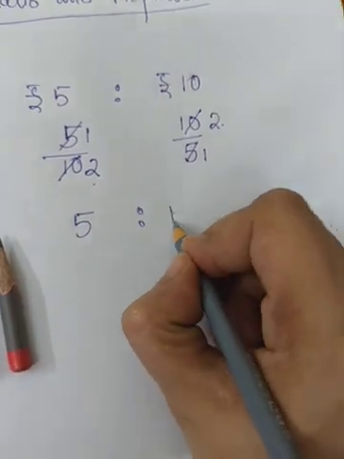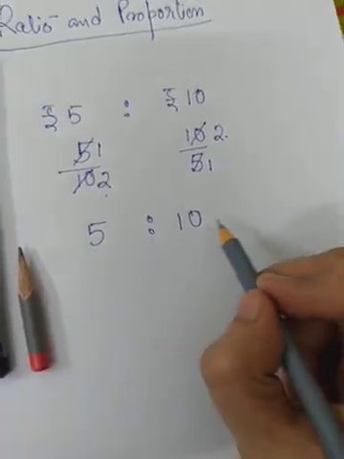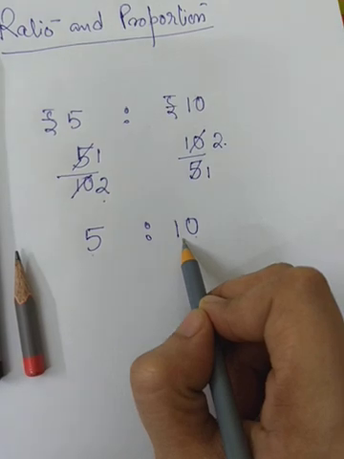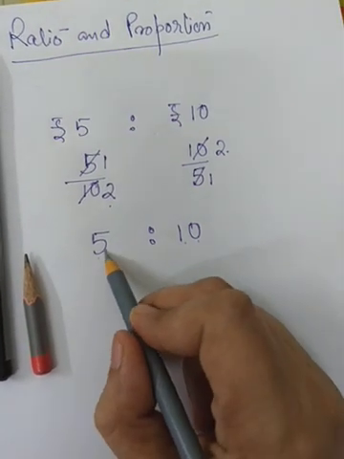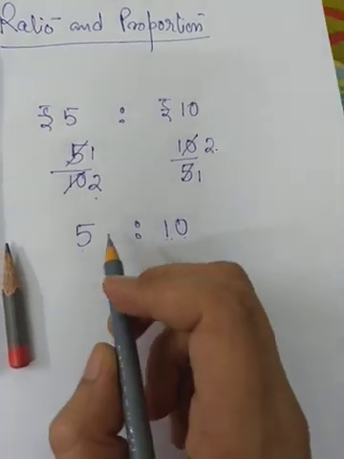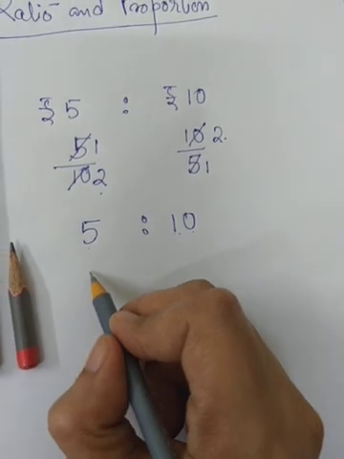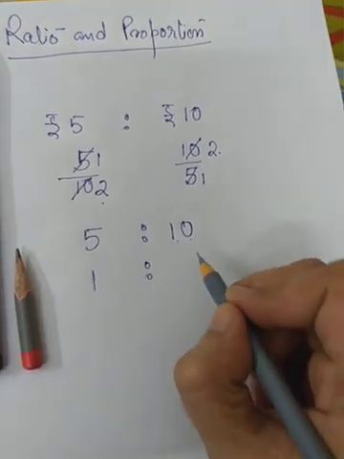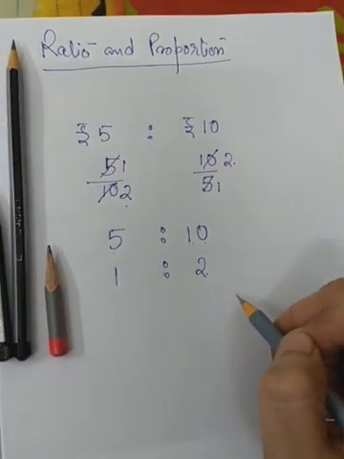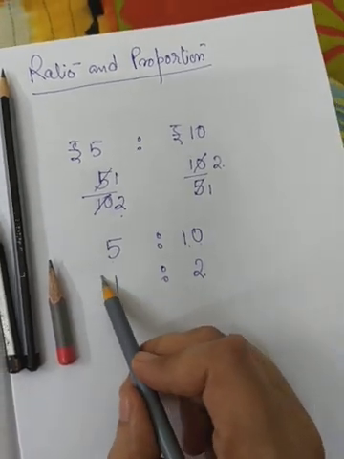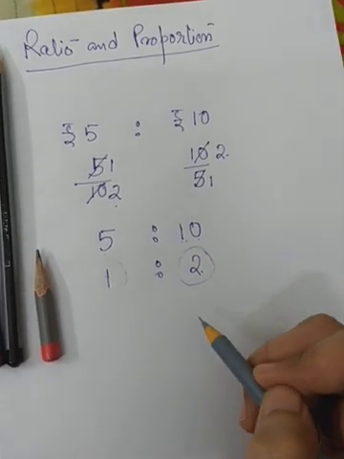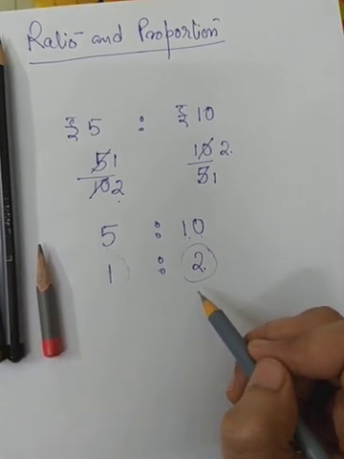Don't get confused. If we divide both the numbers with a single number, I have to choose a number with which both the numbers can be cancelled. Clearly, this one is 5 and this is 10. So, it can be divided by 5 itself. So, 5 ones are 5 is to 5 twos are 10. And 1:2 is the ratio. Clear? This first unit is called the antecedent and the second unit is called the consequent. Clear?